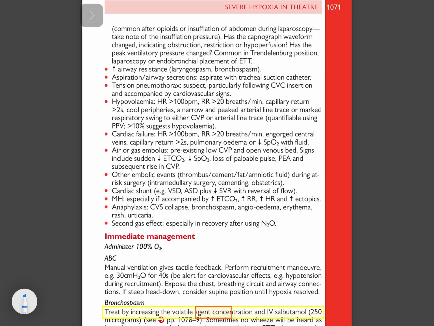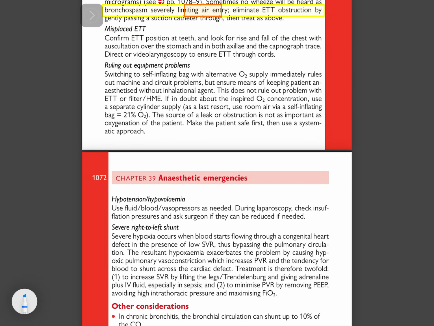Bronchospasm: treat by increasing the volatile agent concentration and IV salbutamol, 250 micrograms. Sometimes no wheeze will be heard as bronchospasm is severely limiting air entry. Eliminate ET obstruction by gently passing a suction catheter through, then treat as above. Misplaced ET: confirm ET position at the teeth, and look for rise and fall of the chest with auscultation over the stomach and in both axillae and the capnograph trace. Use direct or videolaryngoscopy to ensure the ET is through the cords.